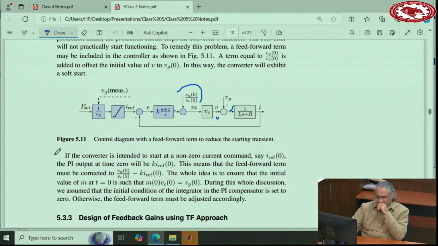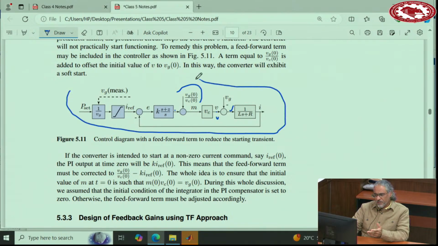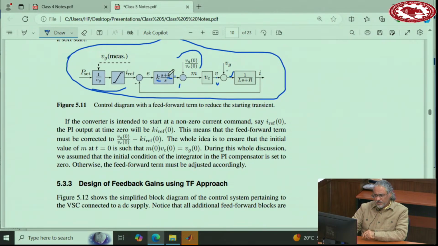Okay, so basically this is now the entire control system that we have, with the soft start and current limiting here, soft start here, and the controller has two parameters, K and Z. Let's see how to design K and Z. One common approach using transfer function that a lot of people use, they say let's choose this Z equal to R over L.